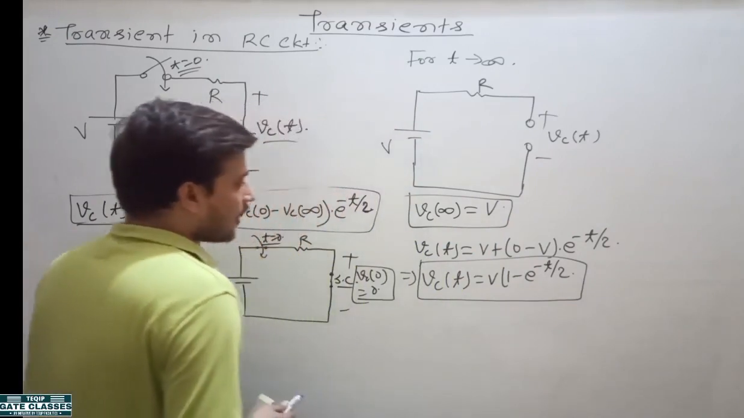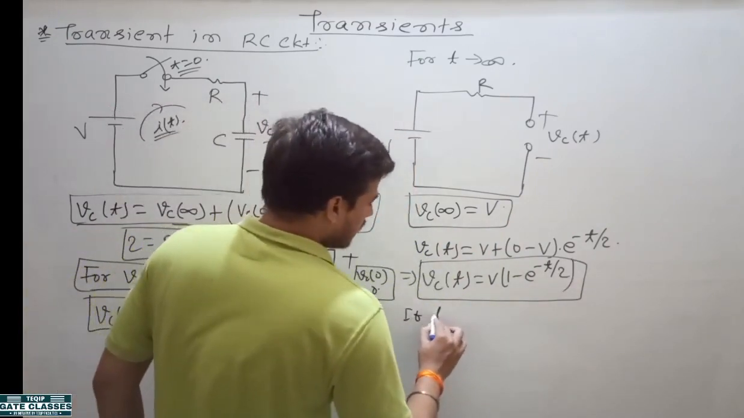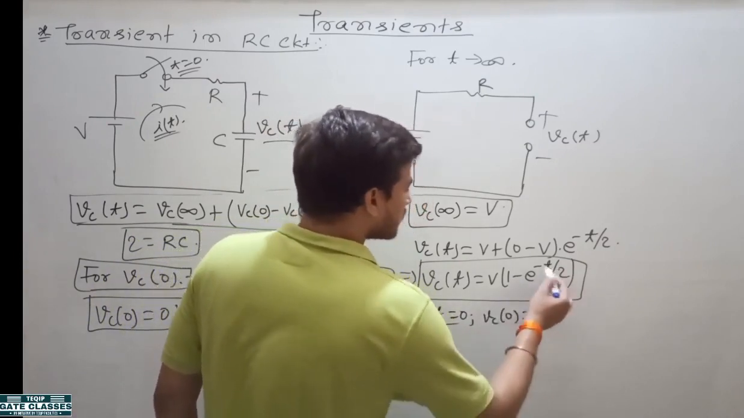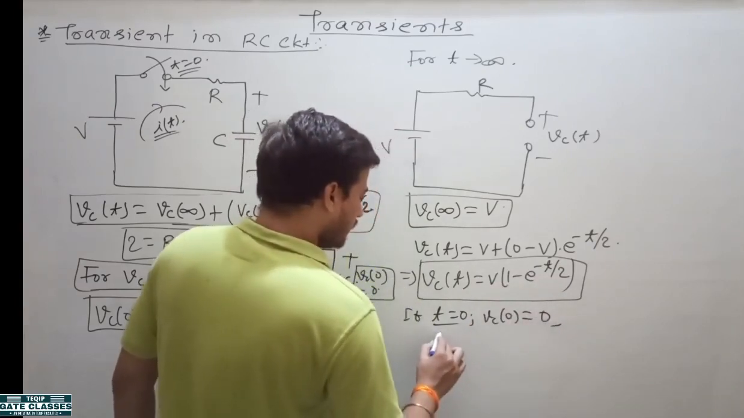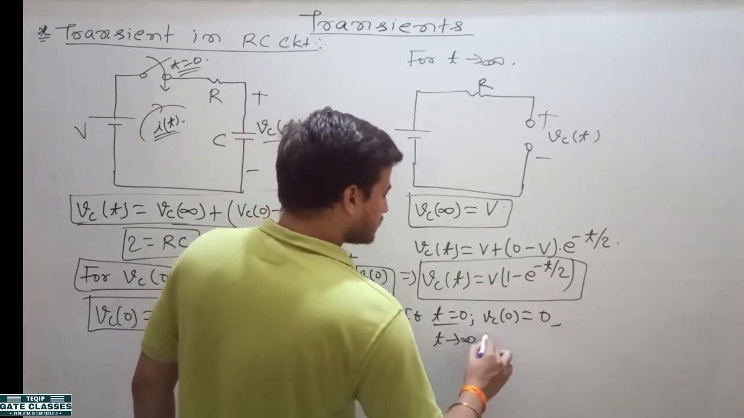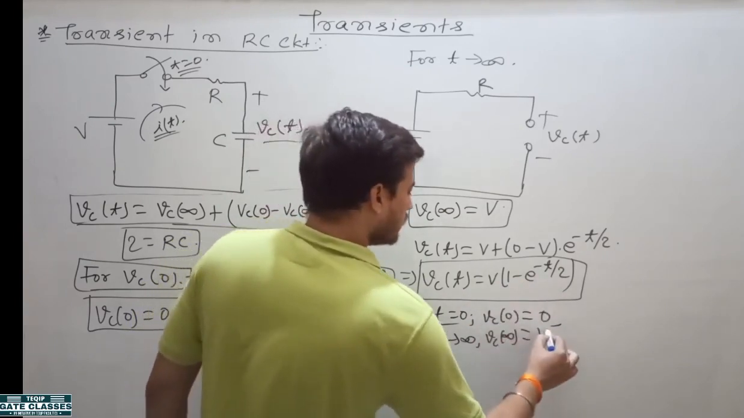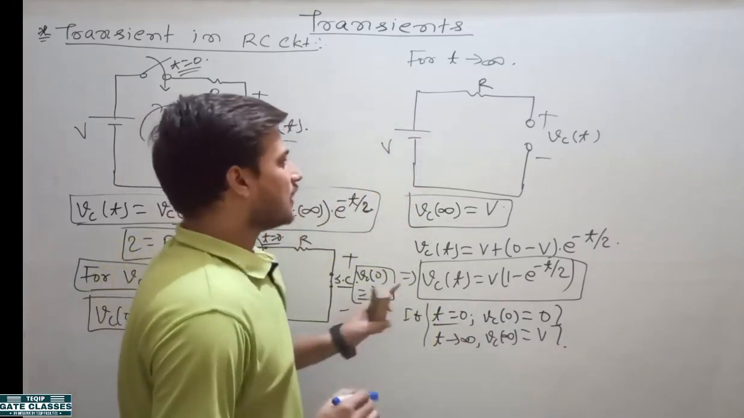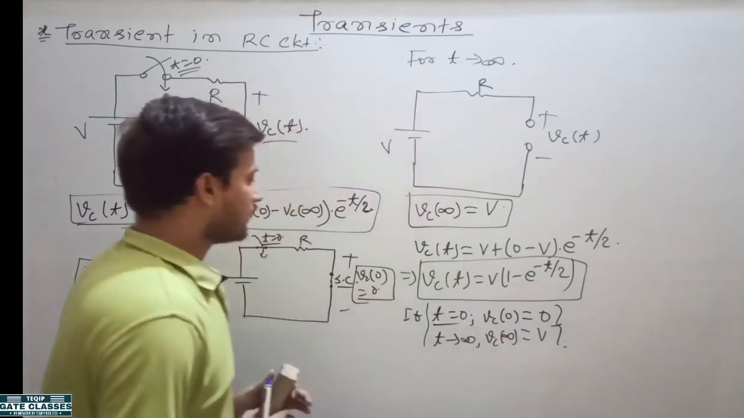Now if you check, when you put t equal to 0, you will see VC0 will be equal to how much? E to the power 0 is 1, that means 0. If t tends to infinity, you will see VC infinity will be equal to V. Clear? So this expression has been verified.